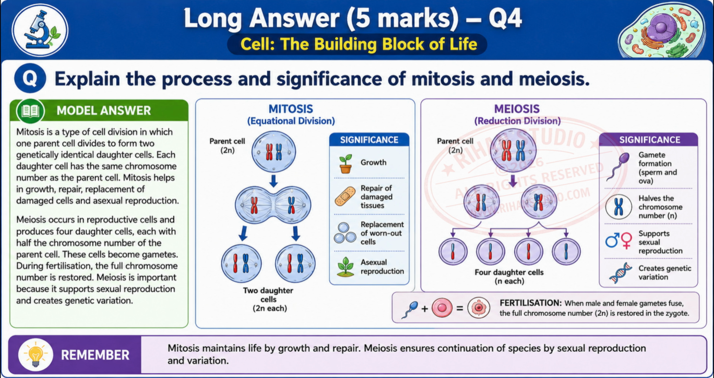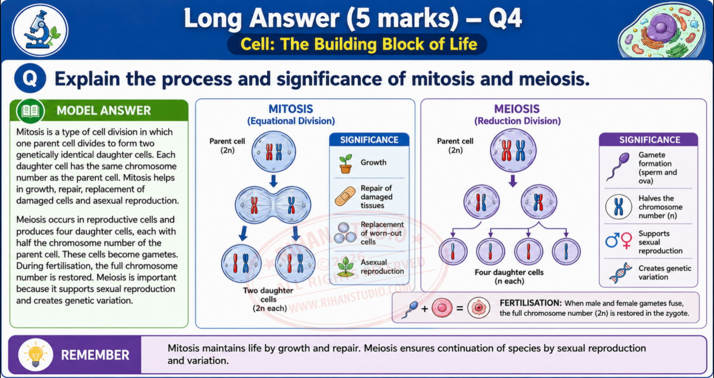4. Explain the process and significance of mitosis and meiosis. Model answer. Mitosis is a type of cell division in which one parent cell divides to form two genetically identical daughter cells. Each daughter cell has the same chromosome number as the parent cell. Mitosis helps in growth, repair, replacement of damaged cells, and asexual reproduction.